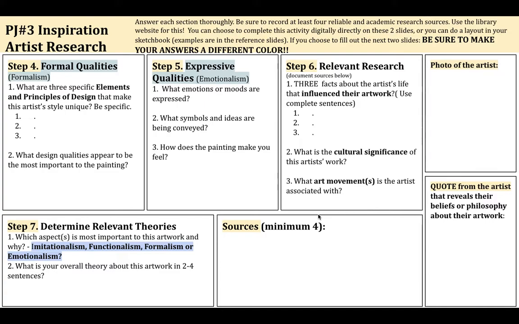Step 4, the formal qualities or the formalism. What are the 3 specific elements and principles of design that make this artist style unique? And be specific. And what design qualities appear to be the most important? Step 5, expressive qualities or emotionalism. What emotions and moods are expressed? What ideas and symbols are being conveyed? And what does the painting make you feel? So that's a pretty easy one to answer.